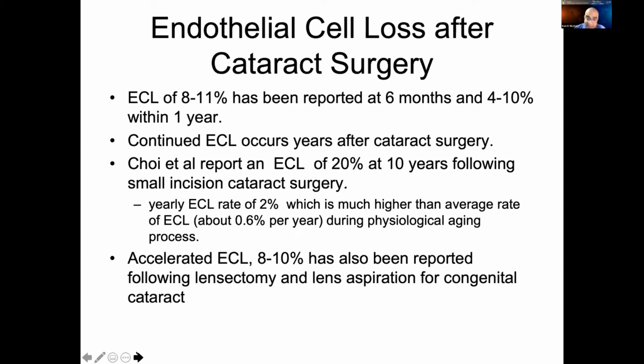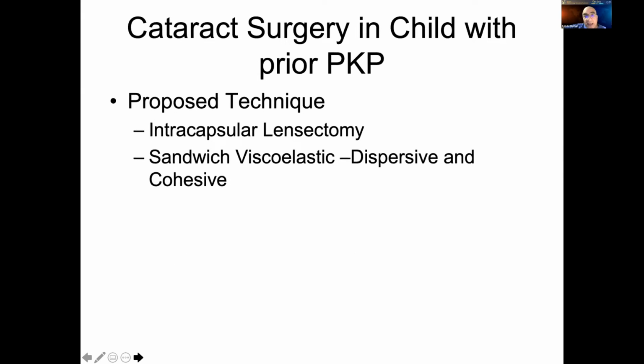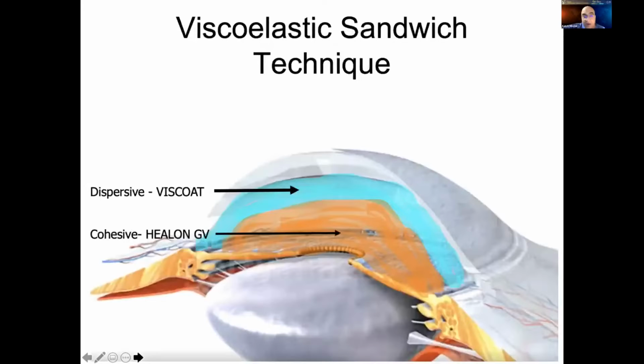And we know that there's an accelerated loss if you are operating for lensectomy and lens aspiration for congenital cataract. So here we have a child who's had a PKP, so he has endothelial cell loss already, is going to have a cataract operation. How do we reduce the endothelial cell loss? So the proposed technique is an intracapsular lensectomy. I'm going to show you that, and the sandwich viscoelastic technique. So here is a schematic. I use dispersive Viscoat to coat the endothelium, and then I use cohesive viscoelastic, Healon GV, between the iris and the layer of Viscoat, and this is what I call the sandwich technique.